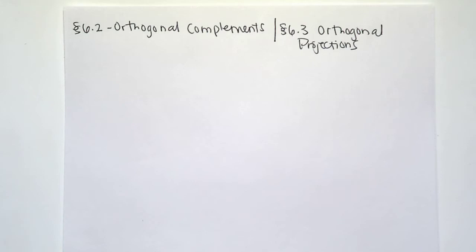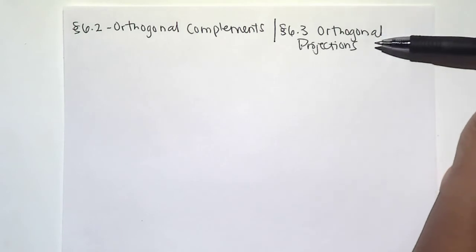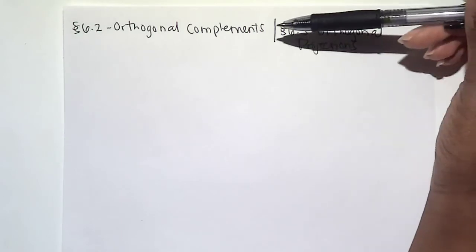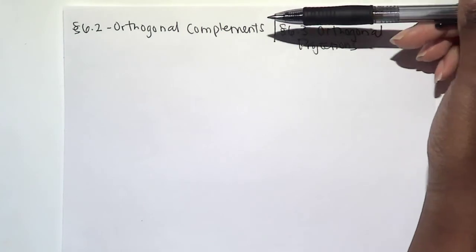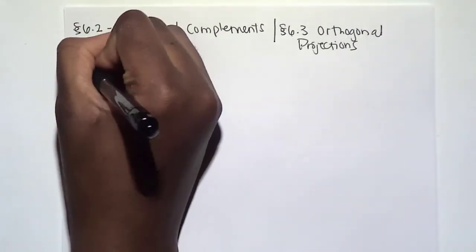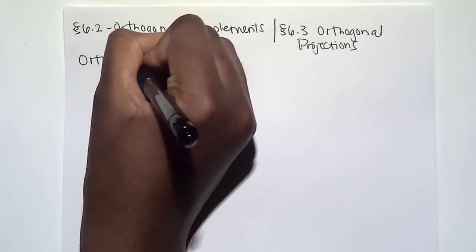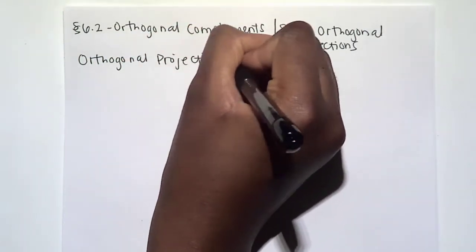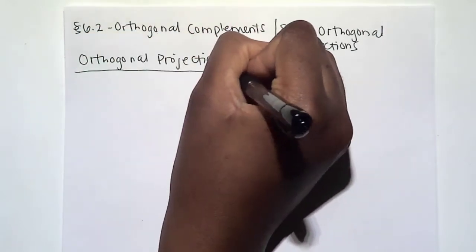All right, so next we're going to do 6.2 and 6.3, and actually I'm going to start talking about orthogonal projections, and within that discussion we'll bring up orthogonal complements. So let's start with orthogonal projections. All right, what does that mean?